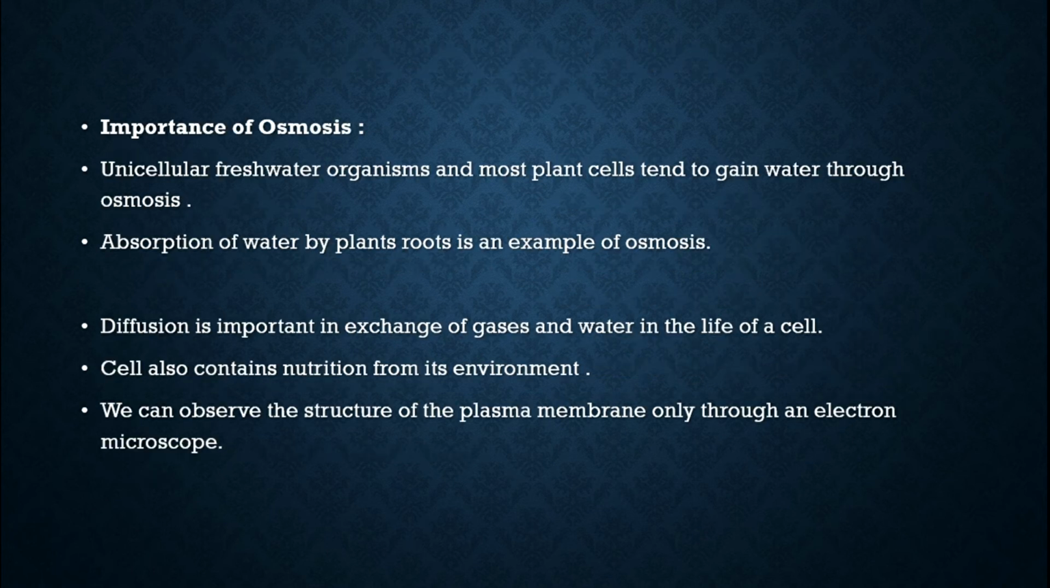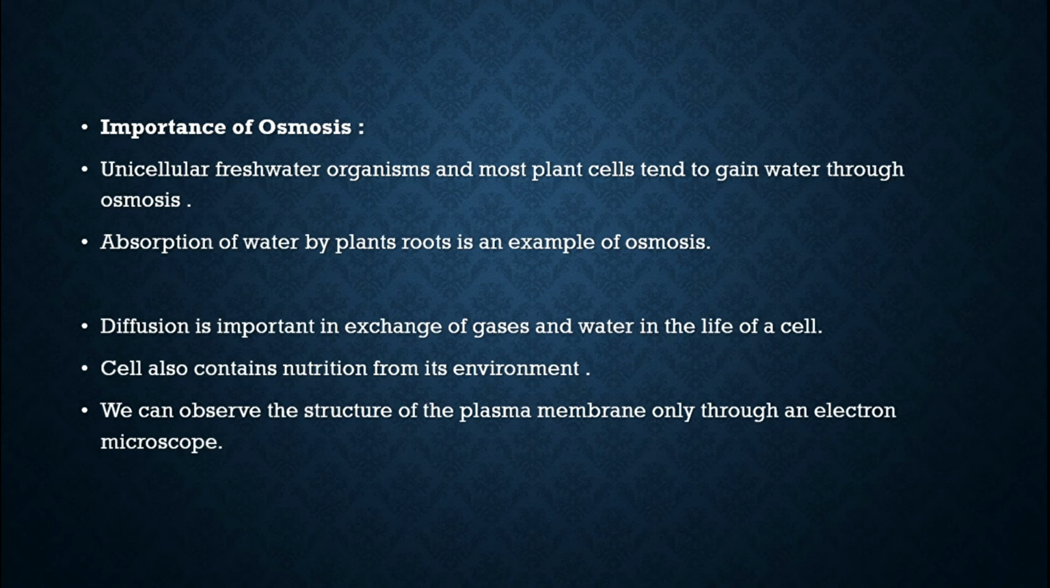So what is the importance of osmosis? Unicellular freshwater organisms and most plant cells tend to gain water through osmosis. What is unicellular? Unicellular organisms are single-celled organisms, freshwater organisms, and most plants gain water through osmosis. This is one of the important points. And absorption of water by plant roots is an example of osmosis. The roots absorb the water. Next, diffusion is important in the exchange of gases and water in the life of a cell. It is very, very important.